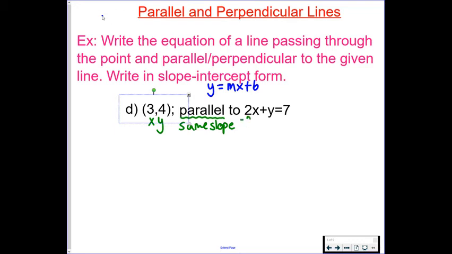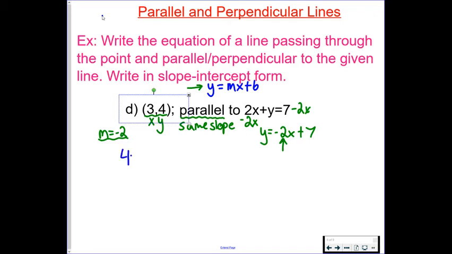To get the y by itself, I'm going to subtract 2x from both sides to get y equals negative 2x plus 7. So what is my slope? Right, negative 2. So I know m has to be negative 2, and because they are parallel, they have the same slope. Now that I've got my slope and my point, I can go plug them into my equation. Those are the two pieces you must have for slope-intercept form.